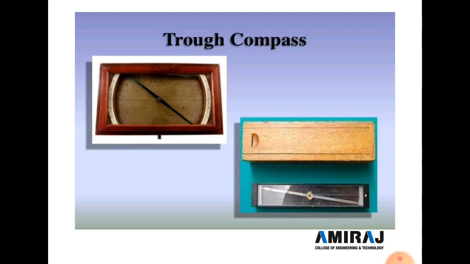It looks like the figure shown on your screen. In our college this type of trough compass is there. It always shows the north-south direction. This one is a magnetic needle, and the magnetic needle always rests in a north-south direction, and by using this corner side we mark the line of the north direction, and this type of arrow we exactly see marked on a paper or on a drawing sheet.